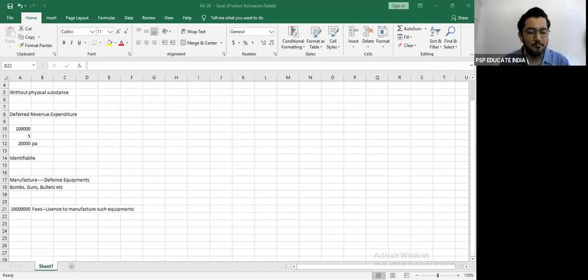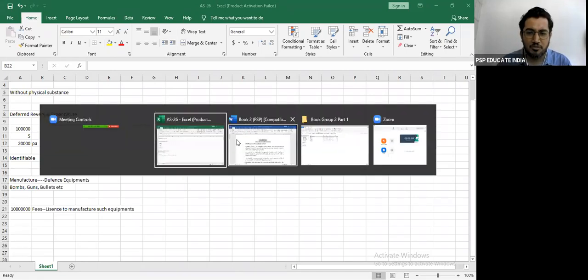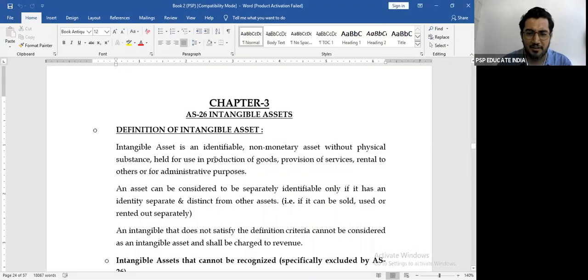This is the example of production of goods. The first point that we did, production of goods, right? So if you want to manufacture defense equipments, you will need a government license. That government license is known as your intangible asset, helping you to produce some typical kind of goods. Right, come to the next one.